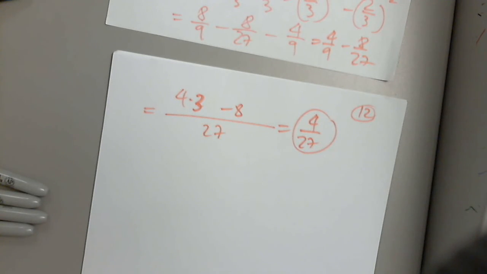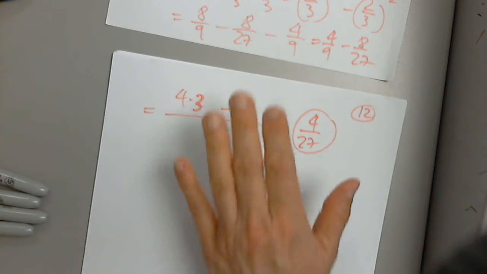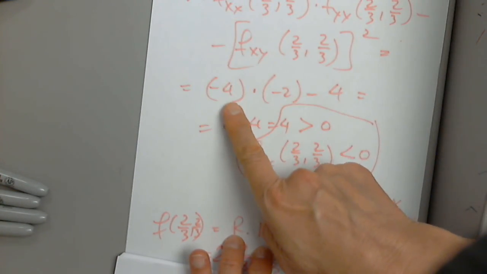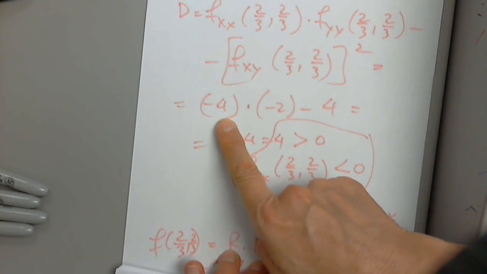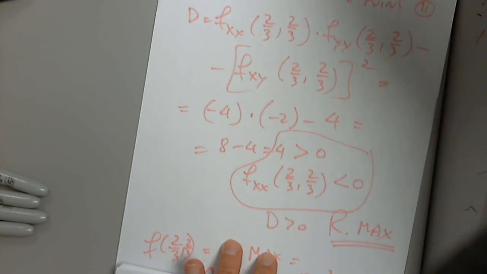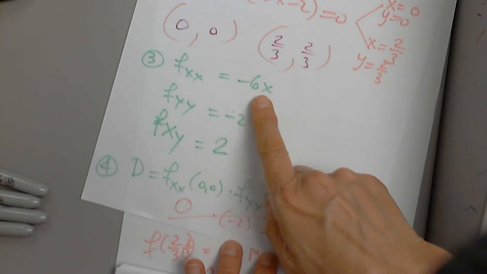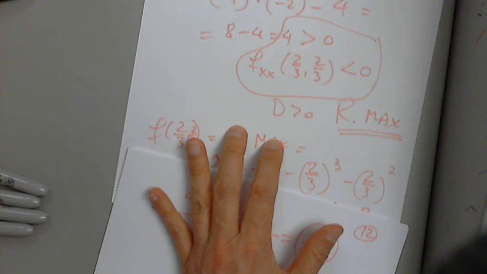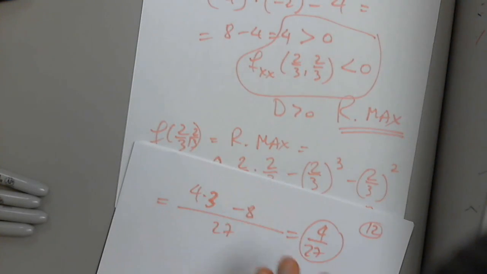I'm confused about fxx. How did you know? Can you go back up? Because I wrote it here. This is the fxx. Where did you get -4? You have to plug it in. I have -6x and I plugged in 2/3. Okay. That's why I wrote it, so I don't have to go back to it.